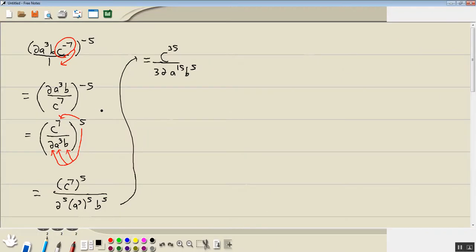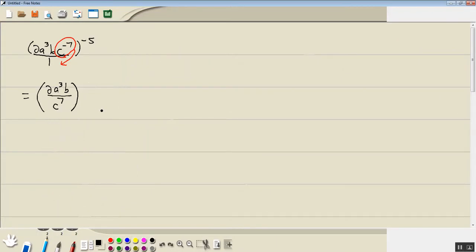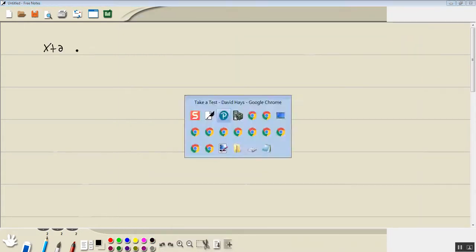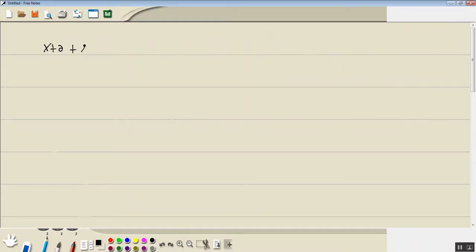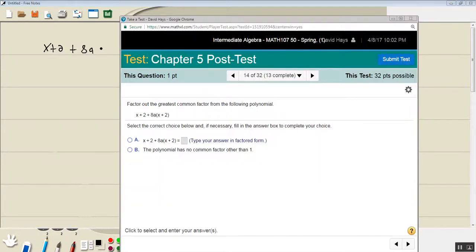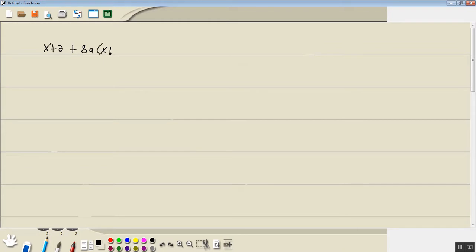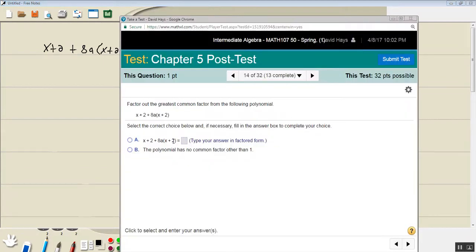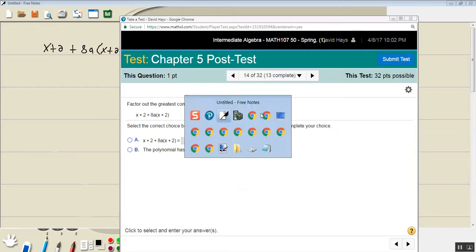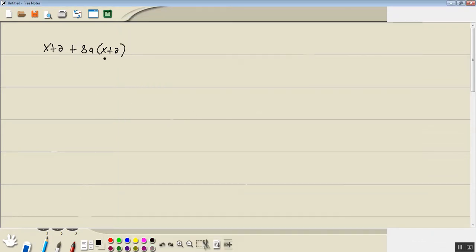Let me clear that off. This one's kind of an interesting one. X plus 2 plus 8a times x plus 2. It's kind of a tricky one. It says factor out the greatest common factor from the following polynomial. Well, this has an x plus 2. This one has an x plus 2, but it doesn't appear like there's anything else with it.